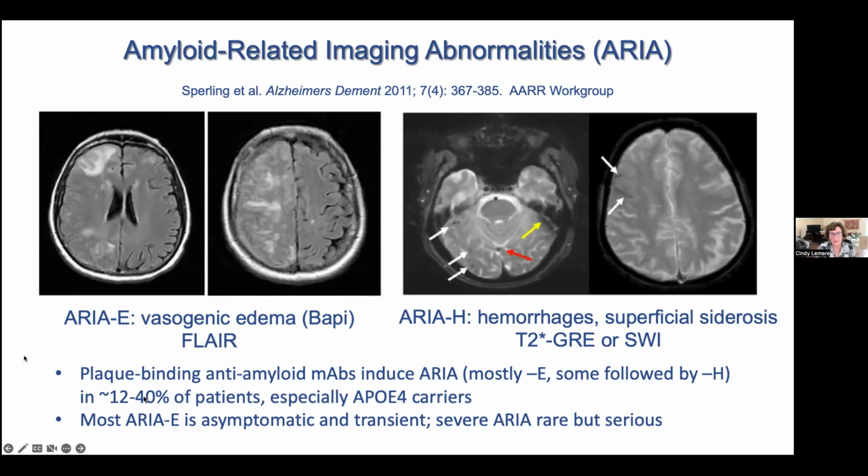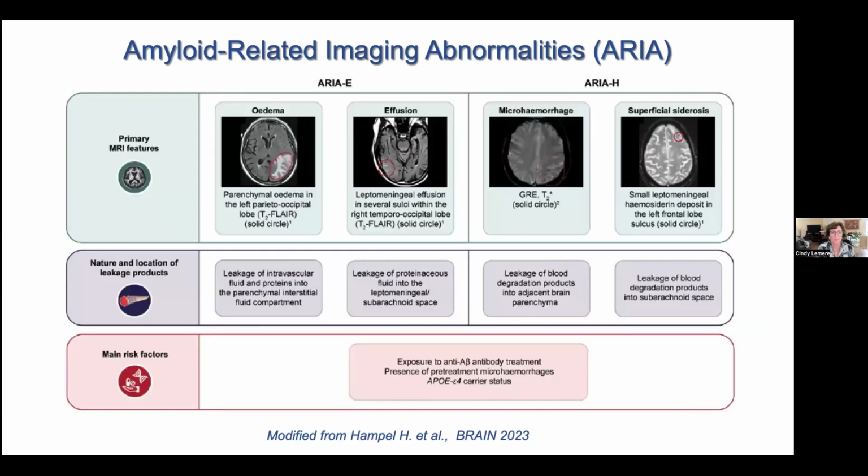This ARIA has been seen, depending on the antibody, in roughly 12 to 40% of patients, especially in ApoE4 carriers. And ApoE4 is the strongest risk gene beyond aging for Alzheimer's disease. And it seems to be a gene dosage effect. People with 2 copies of E4 have even higher rates of ARIA. Most ARIA E is asymptomatic and transient. However, some severe ARIA has been seen and can be quite serious.